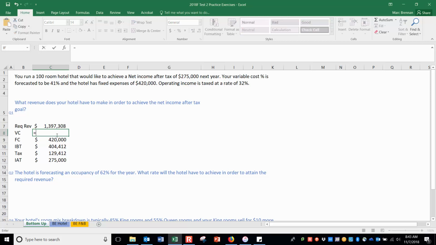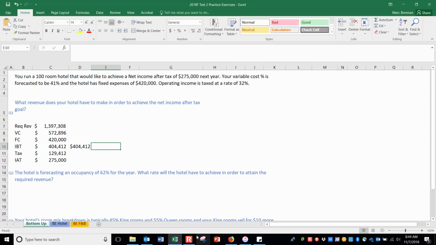And then we would just simply finish this off again. So we would take our required revenue and multiply it by our variable cost, which is 41%. And then always just check that we did this properly. So if we did this properly, we should be able to go our required revenues, minus our variable costs, minus our fixed costs, and we should hopefully have the same income before tax, and we do. So this is all good news.